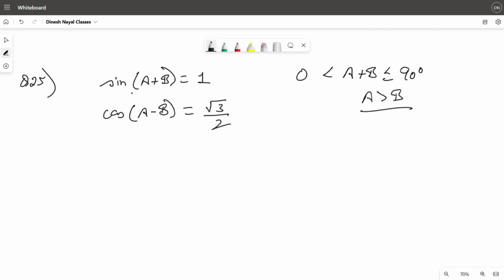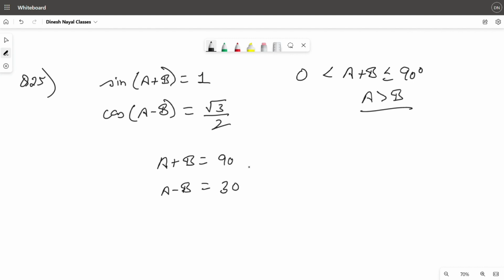Now sin(a plus b) is 1. We know that sin 90 degree is 1. That means we can write a plus b equals 90 degree. Similarly, what is cos of angle root 3 by 2? This is when cos is 30 degree. So we can write a minus b equals 30 degree.